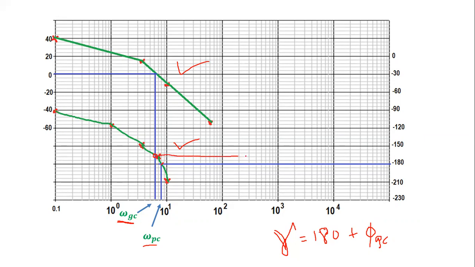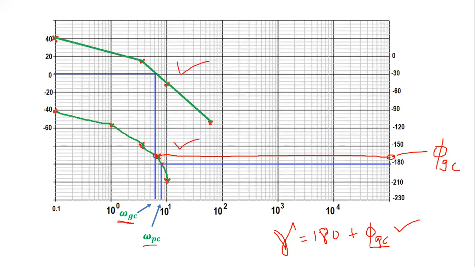At this point, what is the angle? Is it that angle we are taking as the phi GC, phase angle at gain crossover frequency? Once we know this angle, if we substitute here, then you will get the phase margin. Phase margin we are finding from the phase angle at gain crossover frequency.